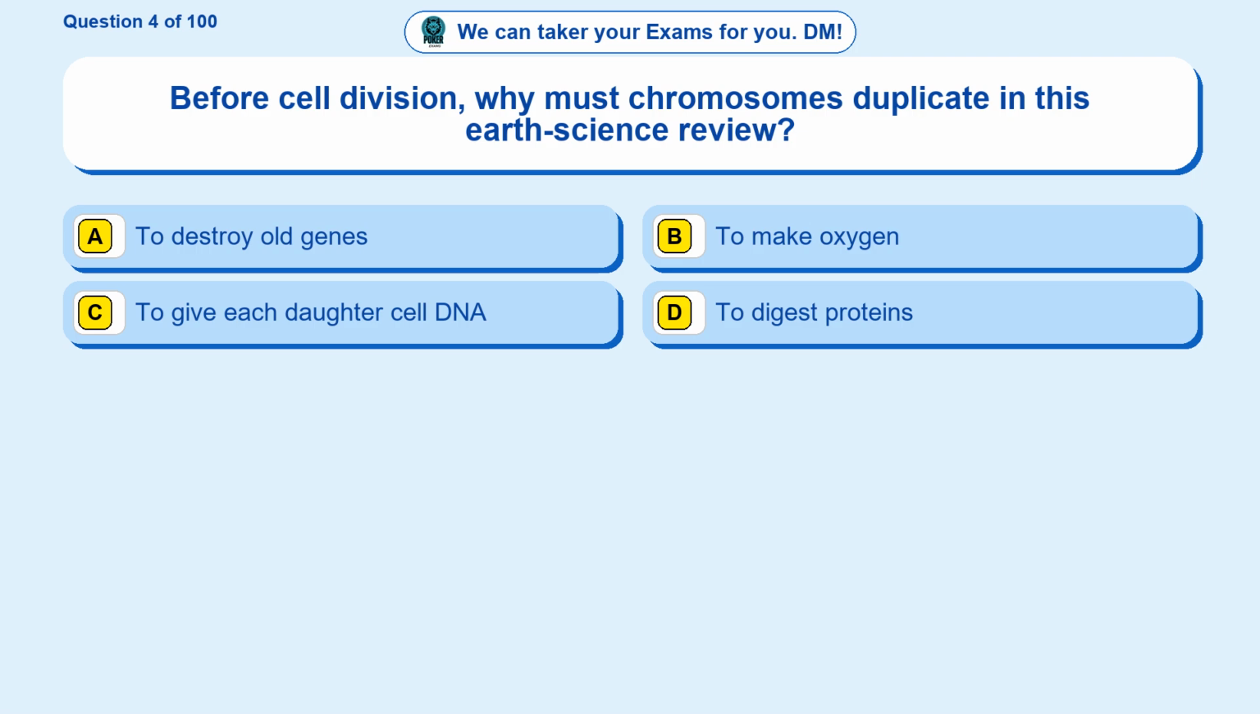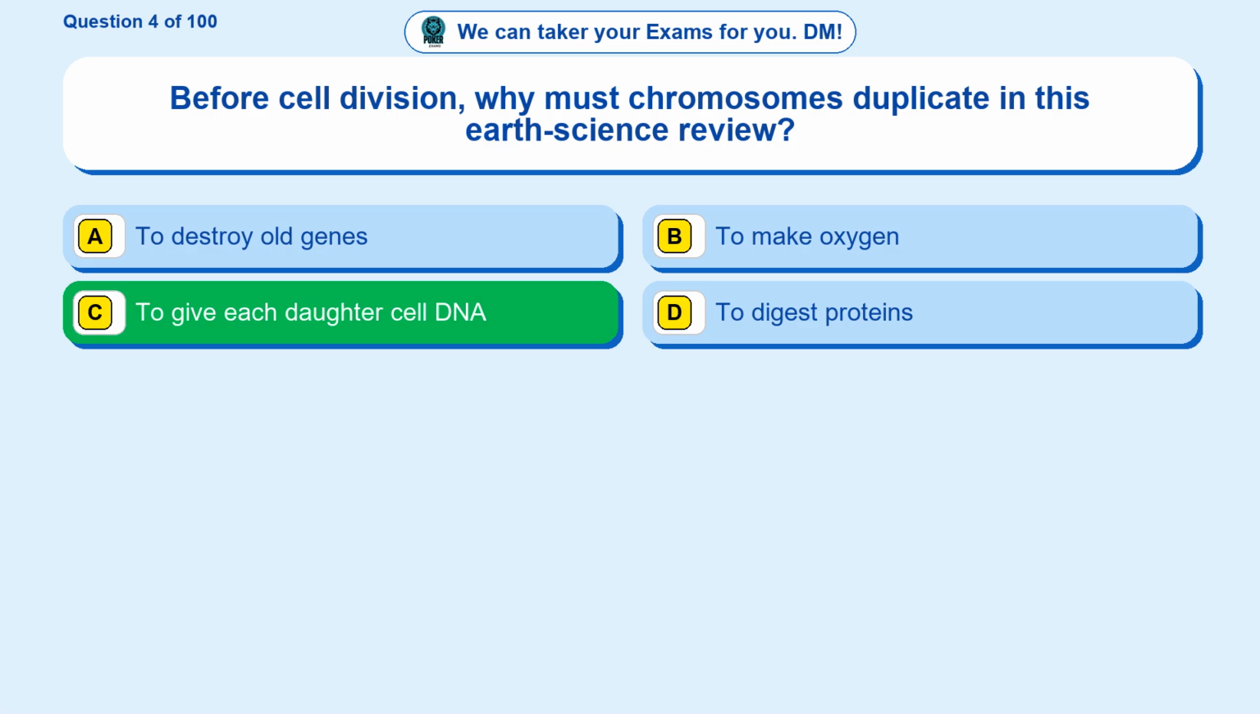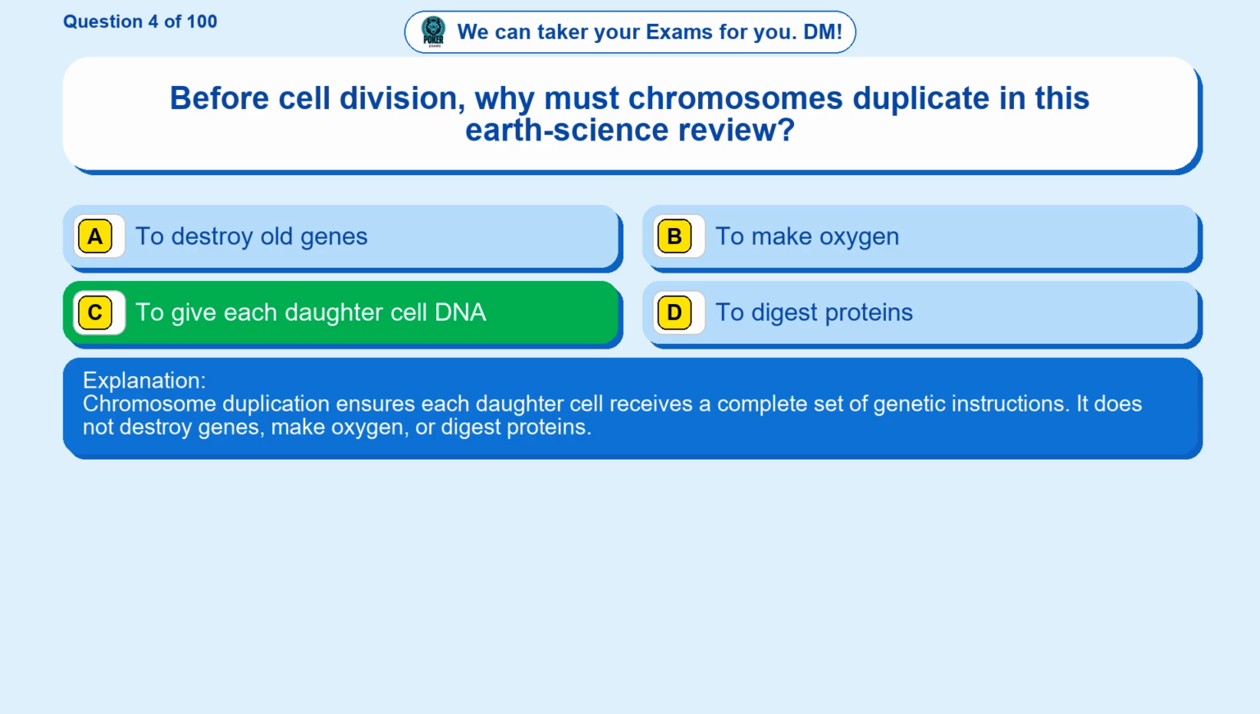Question 4. Before cell division, why must chromosomes duplicate in this Earth Science Review? Option A, to destroy old genes. Option B, to make oxygen. Option C, to give each daughter cell DNA. Option D, to digest proteins. The correct answer is option C, to give each daughter cell DNA. Chromosome duplication ensures each daughter cell receives a complete set of genetic instructions. It does not destroy genes, make oxygen, or digest proteins.